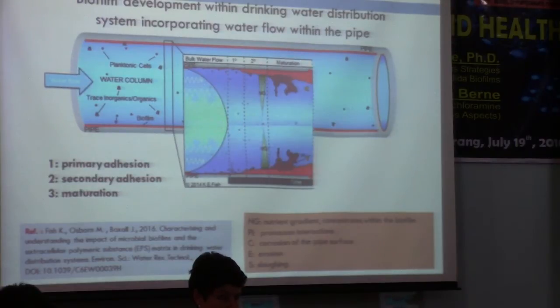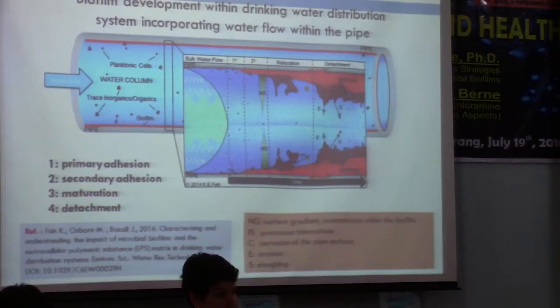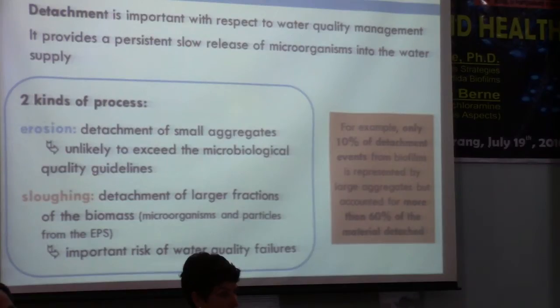Then the maturation phase, you have the increase of the biofilm. The microorganism population quickly increases in the biofilm. And then, finally, when the biofilm reaches a certain size, you have detachment of part of the biofilm directly in the water flow. So detachment is very important regarding the quality of the water.